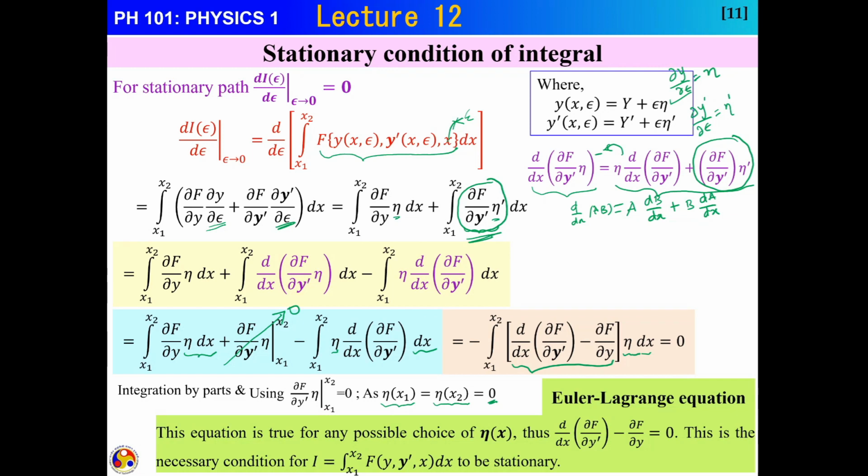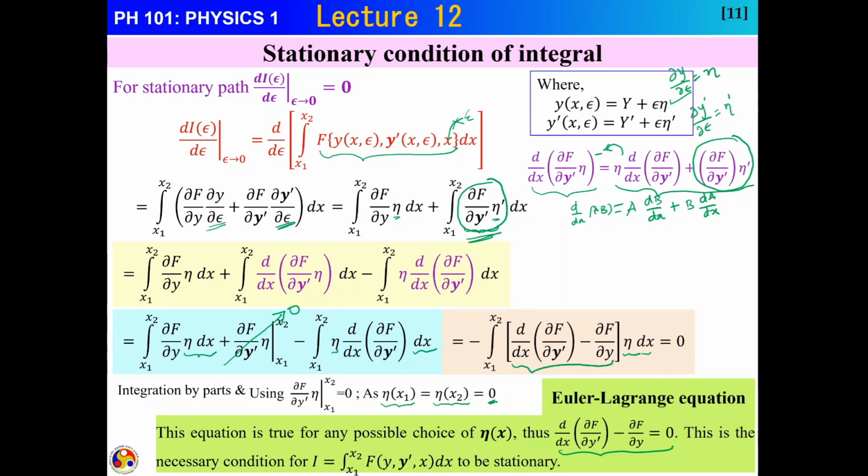And this is the condition that for the integral path I, given in this functional form, to be stated as stationary, and this condition is called the Euler-Lagrange equation. See, we are again coming back beautifully to the Lagrange part, similar to the Lagrangian formalism.